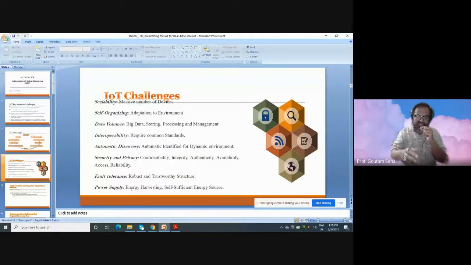So these are the things which come up. IoT has its own disadvantages and limitations. Its fault tolerance is poor, power supply is very poor, security and privacy are poor, automatic discovery is also poor because of the limitations of the resources. Interoperability naturally is also very hard to achieve. Big data volumes are still at the research stage. Self-organizing is also tough.